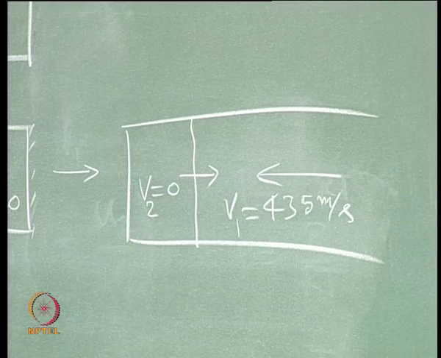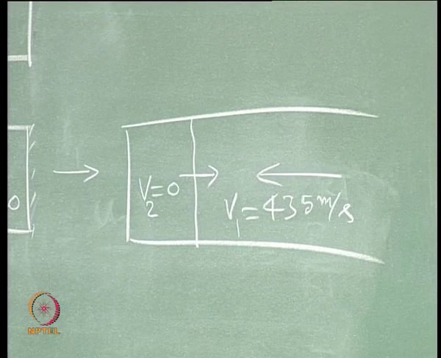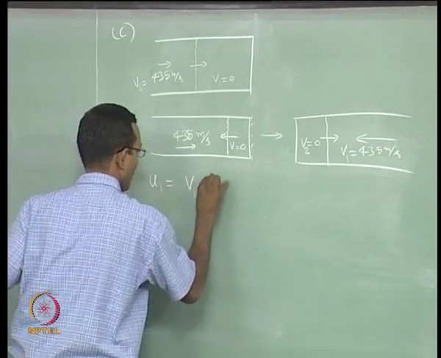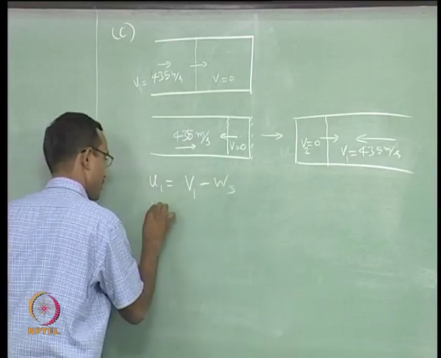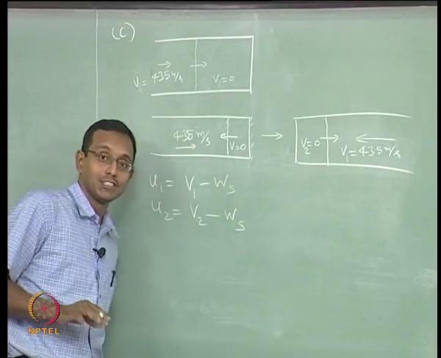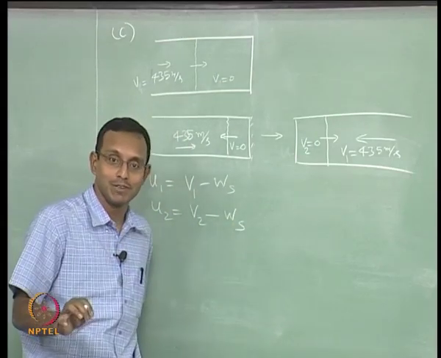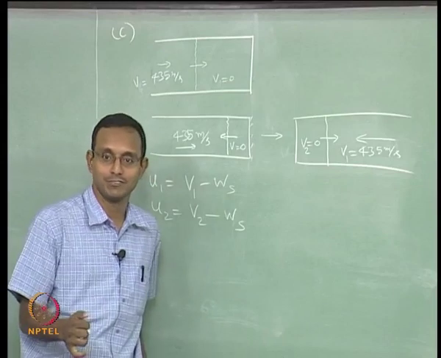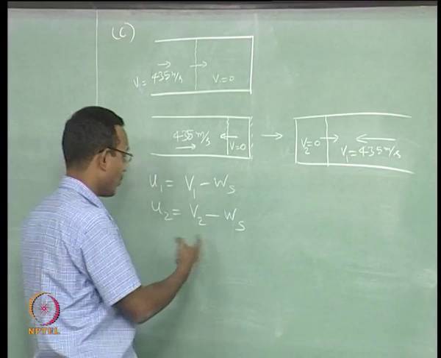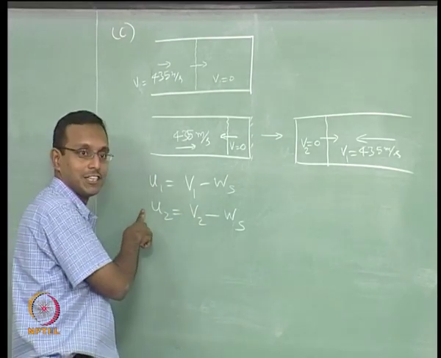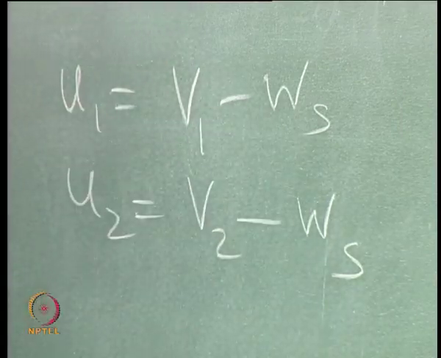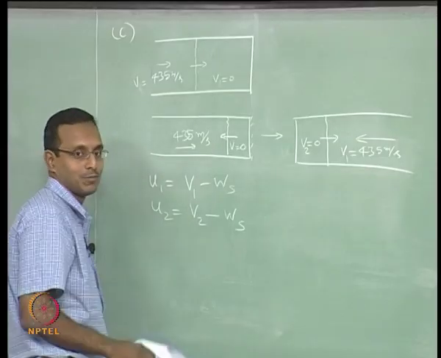Again we are going to write the same set of equations. We will say u1 equal to v1 minus ws, u2 equal to v2 minus ws. Remember, there are no compressible flow tables for moving shocks. So we have to do this transformation of coordinates every time to go to the stationary shock case, then use the tables, and come back to the moving shock problem. Transform to one side, come back, transform again.